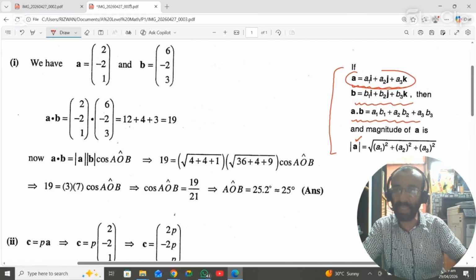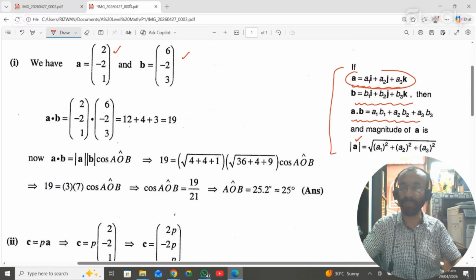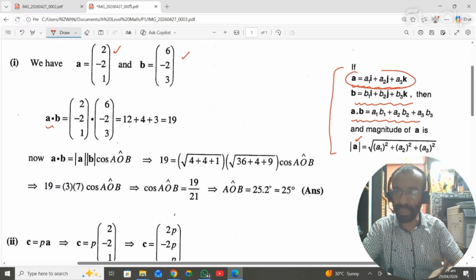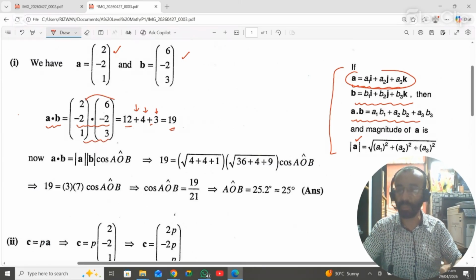Okay, now these are the vectors given in the question. So a is 2, -2, 1 and b is 6, -2, 3. And the requirement is a dot b. So you will multiply the respective values. 2 times 6 is 12. Plus sign will be placed in between. Now -2 times -2 will be plus 4. Again plus sign, and 1 times 3 is 3. So after solving, 19 is the answer of a dot b.